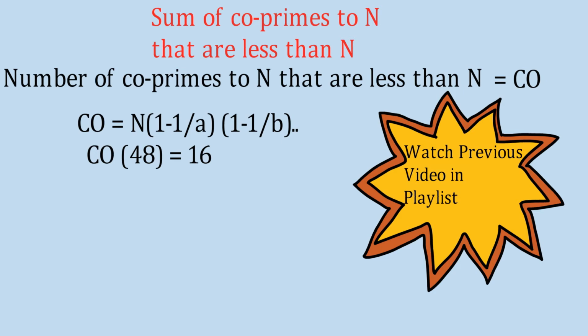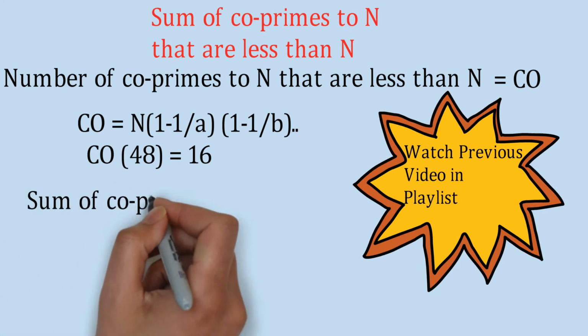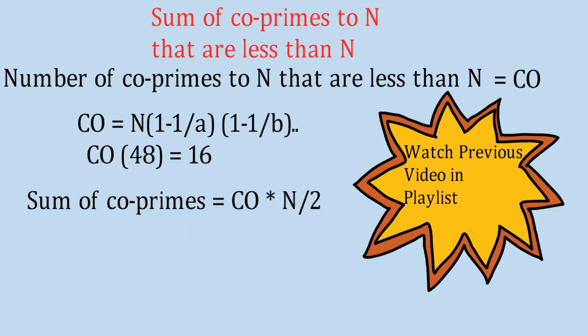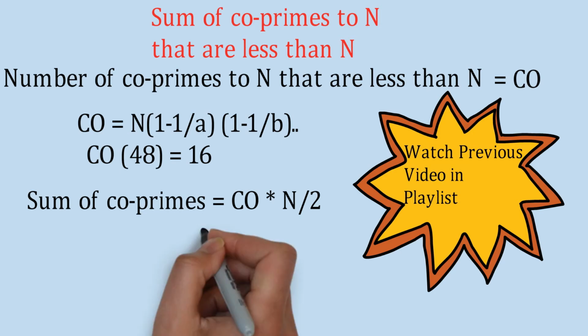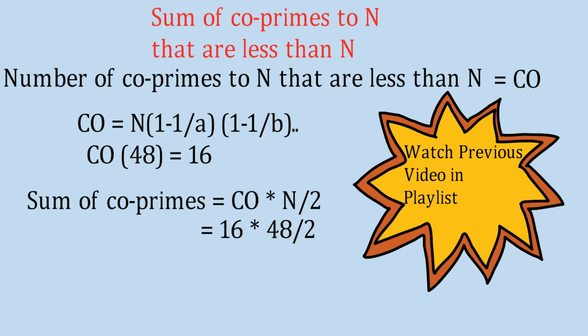Now if we need to calculate the sum of coprimes, that will be given by CO into n by 2. So CO for 48 equals 16. So 16 into 48 by 2 will give the sum of coprimes to 48. So it is 384. That's how simple it is. You need to clear your concept.